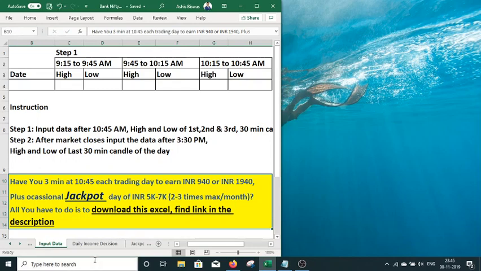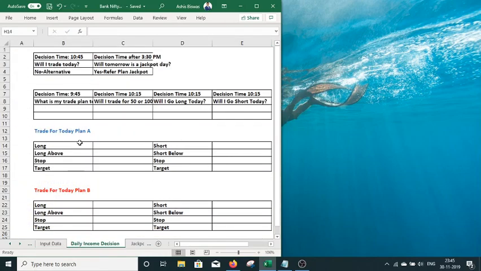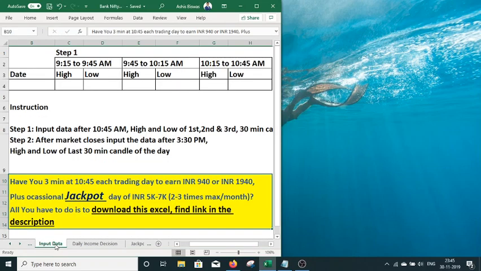Obviously, as you can see, there is nothing now, all this is blank. Here you will find the trade, all the levels and the plan, whether we should trade today or not, everything, once we put the data here. Now today we will discuss the last Friday, that is 29th November trade.